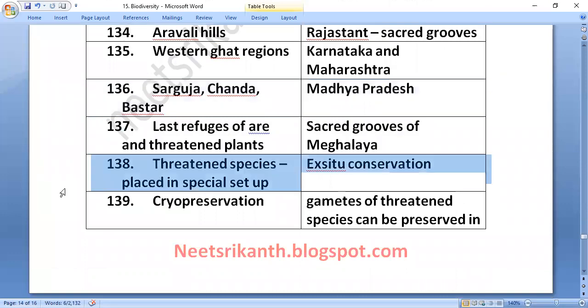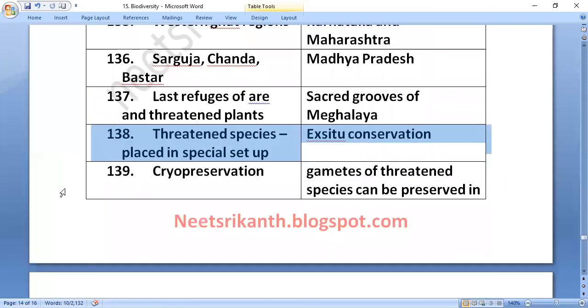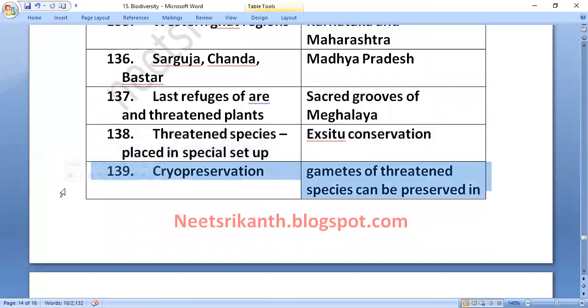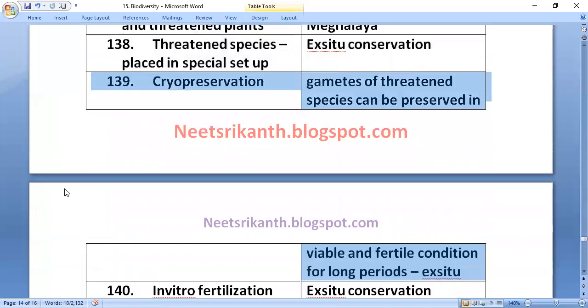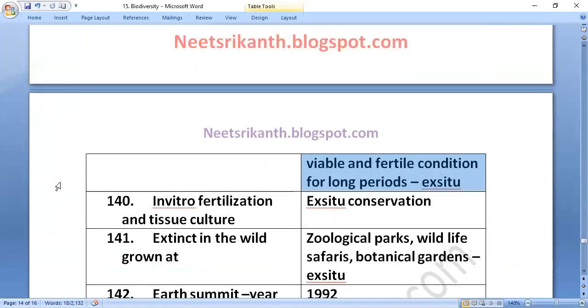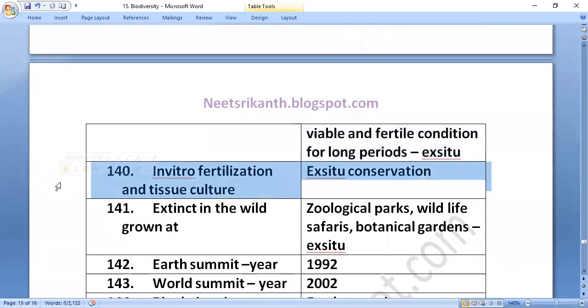Threatened species placed in a special setup is ex situ conservation. Through cryopreservation, the gametes of threatened species can be preserved in viable and fertile condition for a long period. In vitro fertilization is also ex situ conservation.